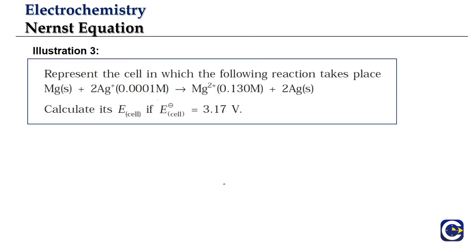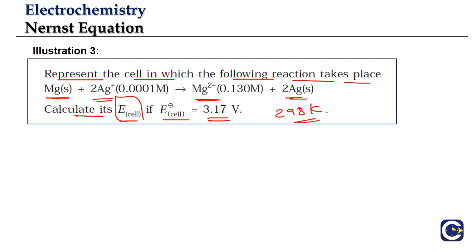Next we look at one more question. Represent the cell in which the following reaction takes place. The reaction is basically magnesium solid plus 2 Ag plus ions gives rise to magnesium 2 plus and 2 Ag. This is the balanced equation. Calculate E cell if E naught cell value is 3.17. So the E naught cell value is already given as 3.17. We need to find what is the E cell. Here also they are not talking about the temperature, so we will take the temperature to be 298 Kelvin.